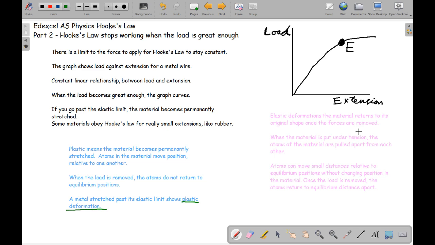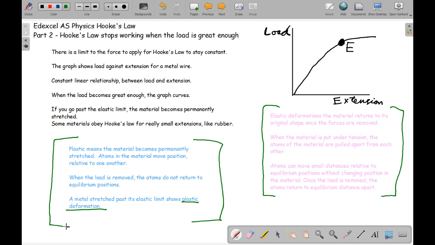In elastic deformation, the material returns to its original shape once all the forces are removed. When the material is put under tension, the atoms of the material are pulled apart from each other, but they can move small distances relative to the equilibrium positions without changing position in the material. Once the load is removed, the atoms return to the equilibrium distance apart. So elastic and plastic are the two types of deformation that you have to appreciate as you go on to do physics.